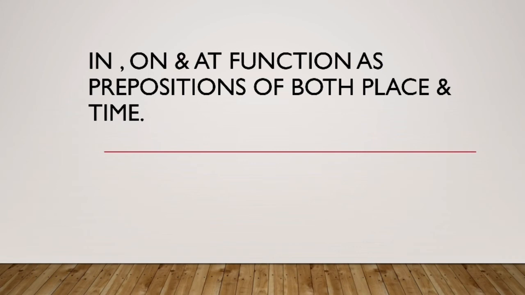Let's see this through some examples. First of all, if I say at the bus stop, so here at refers to place, bus stop pe. And if I say at 4 o'clock, that means we are talking about time. But in both these phrases, at is used. Okay, but ek as time use ho raha hai and other one is being used as place.